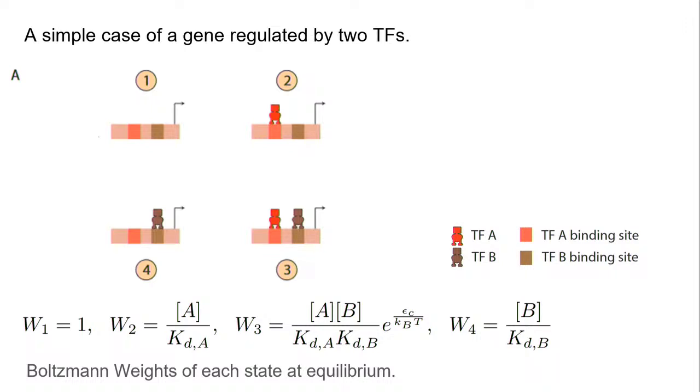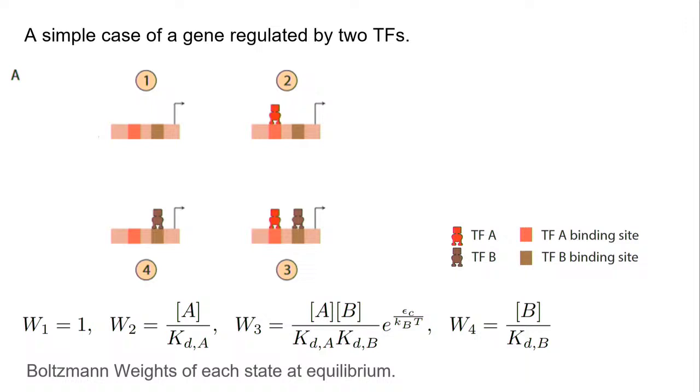To begin studying this, we can look at a gene that has two transcription factor binding sites. This is a simple diagram of a promoter, and it has two binding sites, the red and the brown one, and they can bind transcription factor A and B respectively. So this promoter can exist in 4 states. 1 where there is nothing bound, 2 where only A is bound, 4 where only B is bound, and 3 when you have both bound.